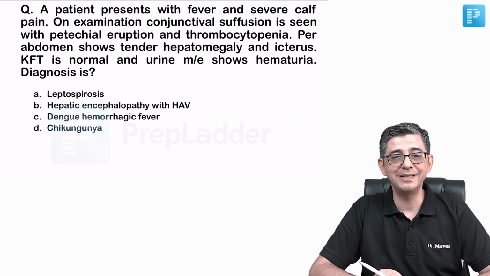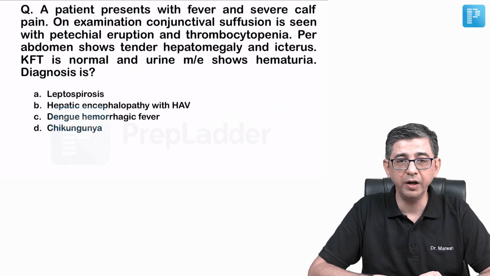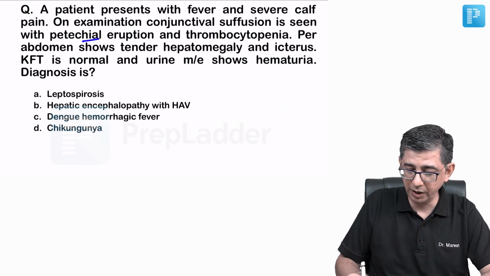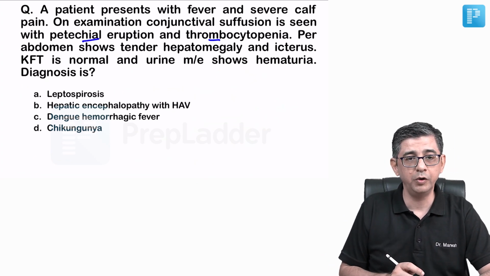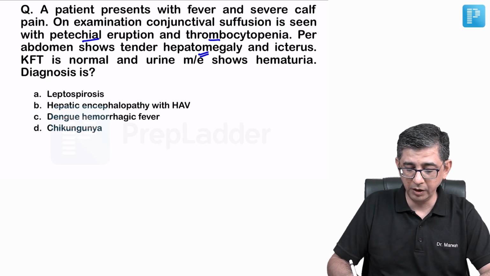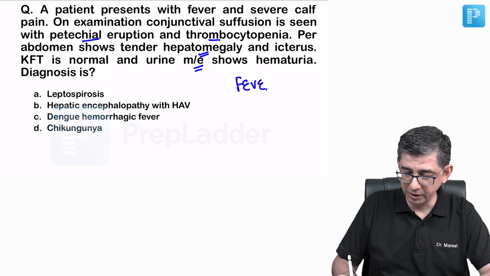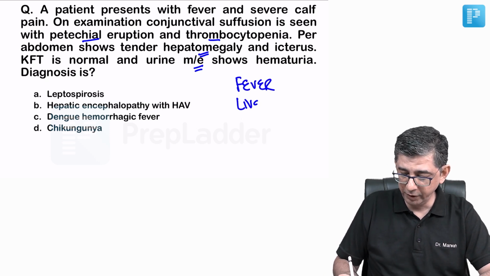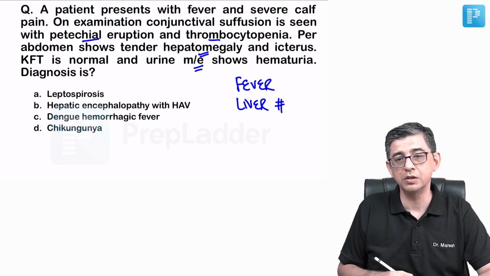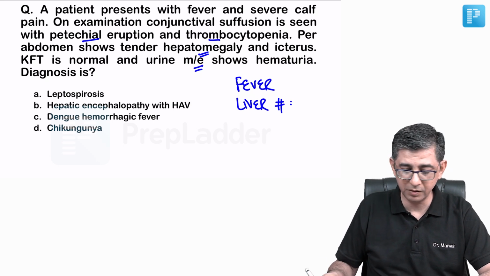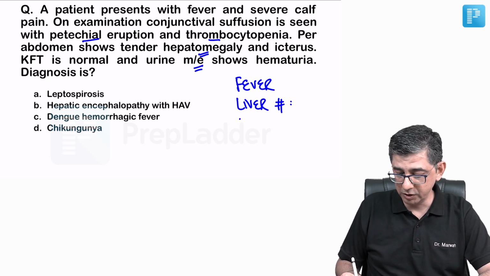So we come to the last one, which said a patient with fever and severe cough pain has presented to you, and there is conjunctival suffusion with petechial eruption and thrombocytopenia. So let's look at the subsequent information. There was liver involvement occurring and the urine showing hematuria. So there was fever present. Then there was liver involvement in this patient. This liver involvement was contributing to icterus occurring. Then hemorrhagic manifestations were also present. And at the same time, the kidney involvement had also occurred.